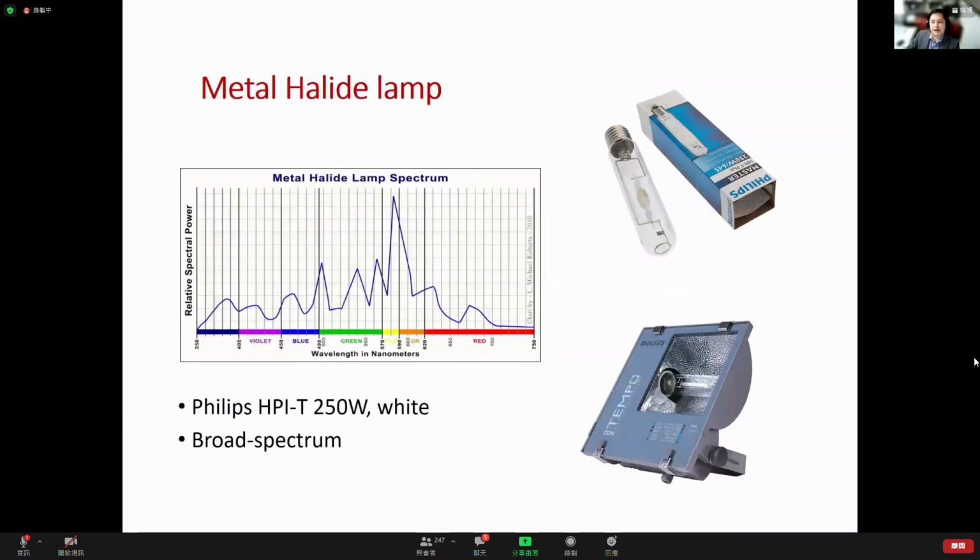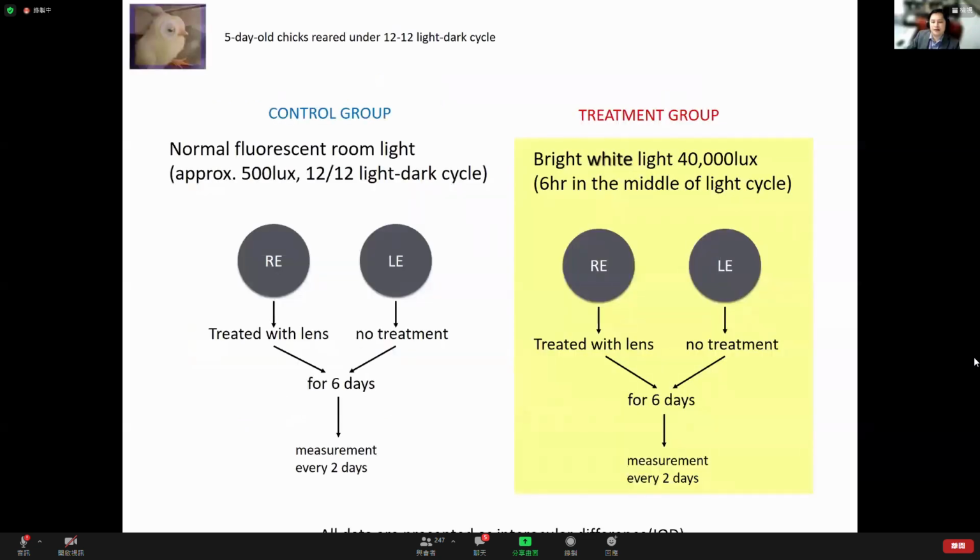We use the metal halide lamp as the light source for the high ambient light, which produces a wide spectrum covering the short wavelength as well as violet and UVA. We applied the lenses on 5-day-old chicks and housed them under a 12 to 12 light dark cycle. Control animals were kept under normal room lighting throughout the light cycles, while animals in the treatment group were exposed to 6 hours of bright white light in the middle of the light cycle. Lenses were applied on one eye, while the other eye was left untreated as a control. We measured refraction and A-scan every 2 days for a period of 6 days.